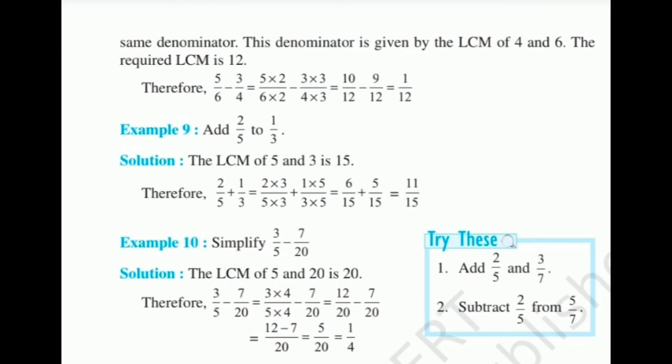Example number 10. Simplify 3 by 5 minus 7 by 20. The LCM of 5 and 20 is 20. Therefore 3 by 5 can be written as 3 into 4 by 5 into 4, and 7 by 20 will remain the same. So 12 by 20 minus 7 by 20. We'll take the denominator same, 20. 12 minus 7 is 5 by 20 and the answer will be 1 by 4.